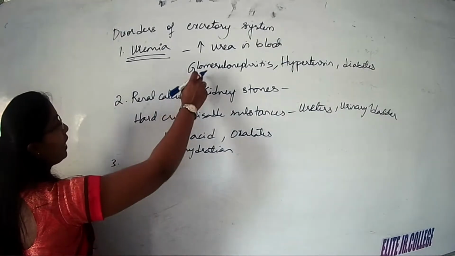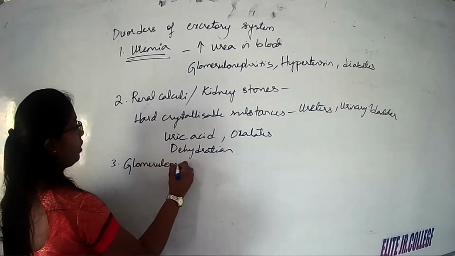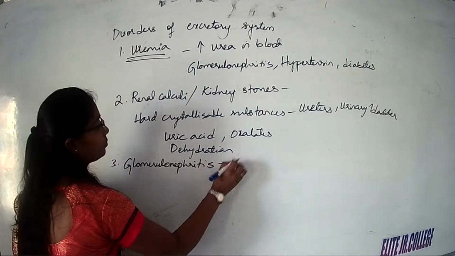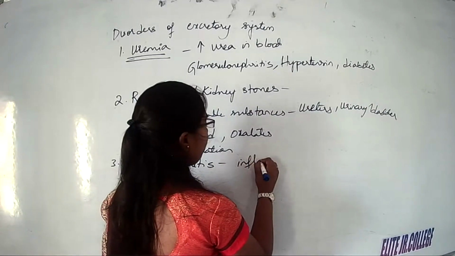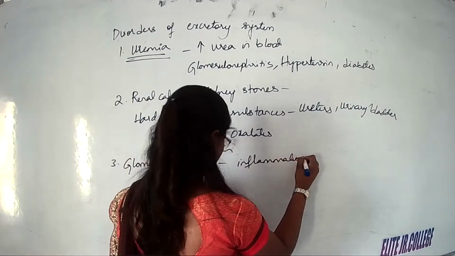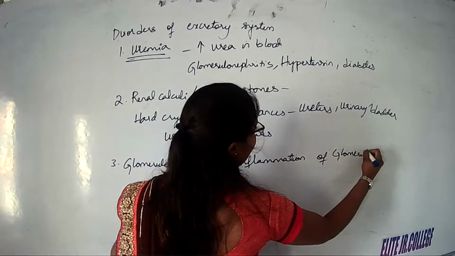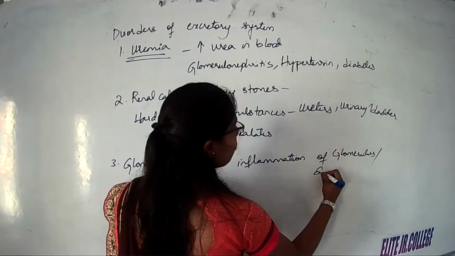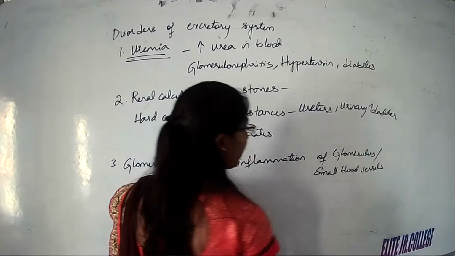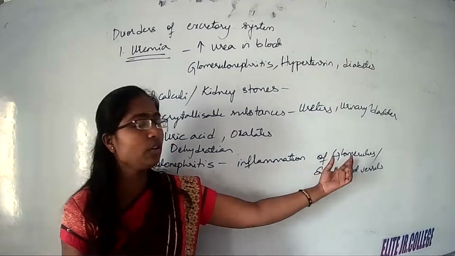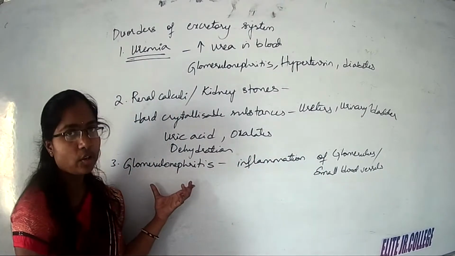Then we will learn in detail regarding glomerulonephritis. What is glomerulonephritis? Glomerulonephritis is nothing but the inflammation of the glomerulus, or the small blood vessels in the kidney. The inflammation of the glomerulus is going to cause glomerulonephritis.